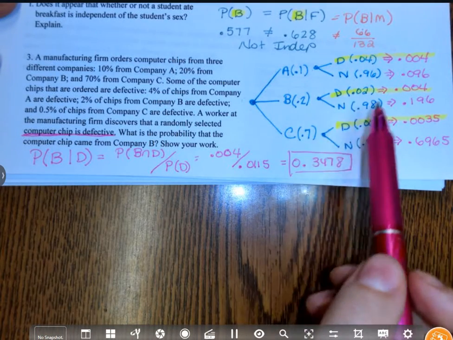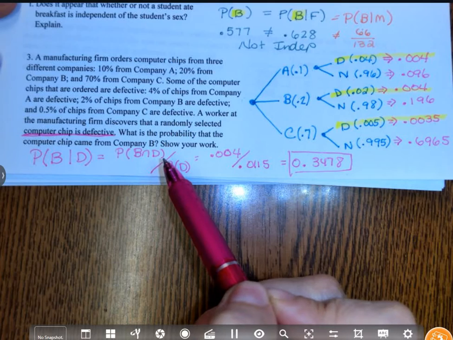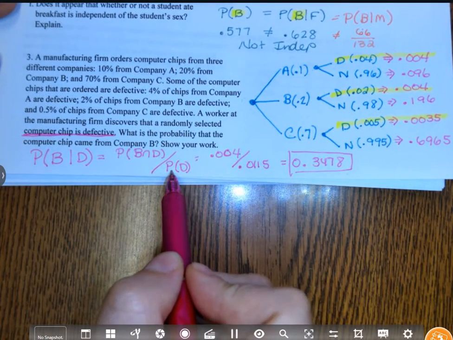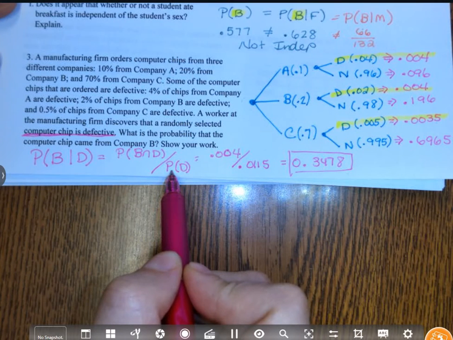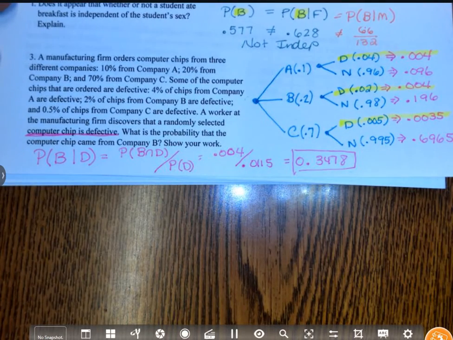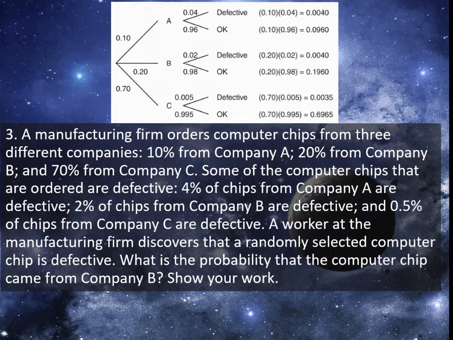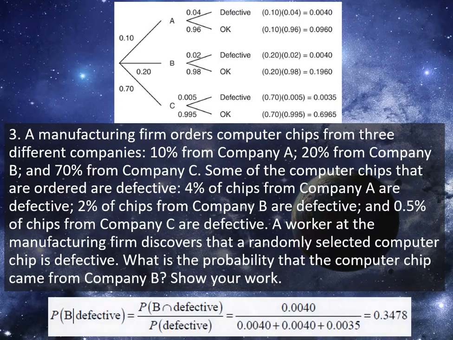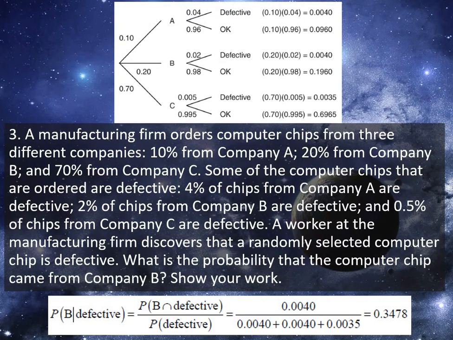The tree diagram makes this calculation so much easier. Otherwise, I would have to do probability of coming from company A and defective, plus probability of company B and defective, plus probability of company C and defective. And that's just a lot of writing. So I'll show you what that writing looks like. So we have our tree diagram. If you had done it without a tree diagram, you would have had to calculate all of these separately. I definitely think the tree diagram makes it easier.